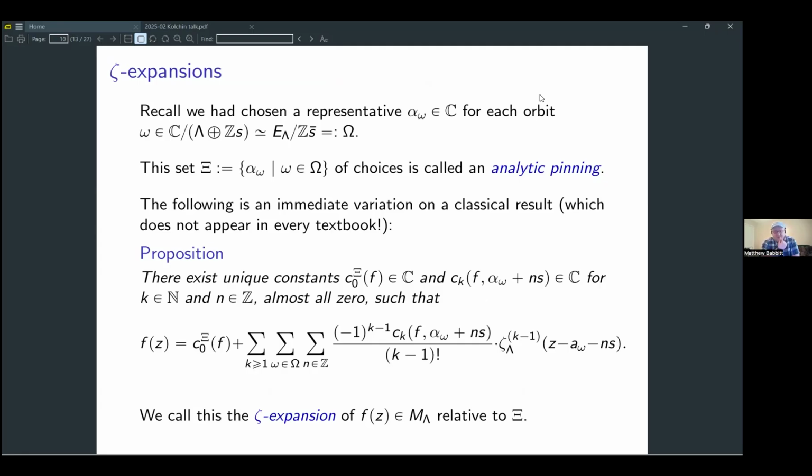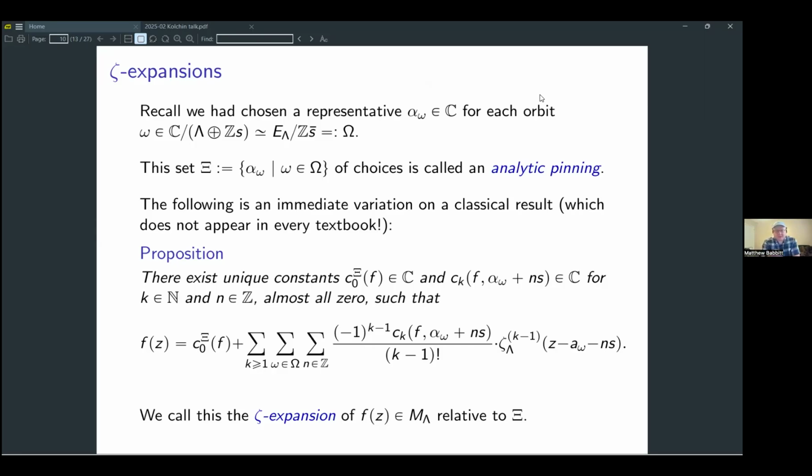There does not exist a partial fraction decomposition of elliptic functions, but there's something that's close enough. We're once again going to be choosing representatives of all of the orbits of the shift on the torus, on the elliptic curve E lambda, right? We're going to call these choices an analytic pinning. And it turns out that given an analytic pinning, you can express f of z entirely in terms of zeta functions, right? In fact, uniquely given the pinning.